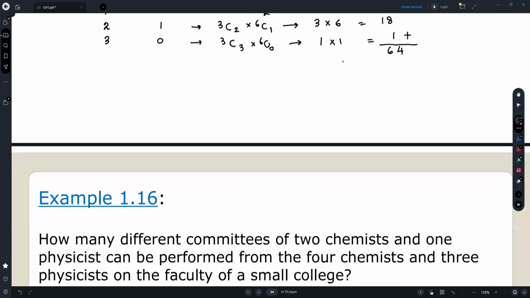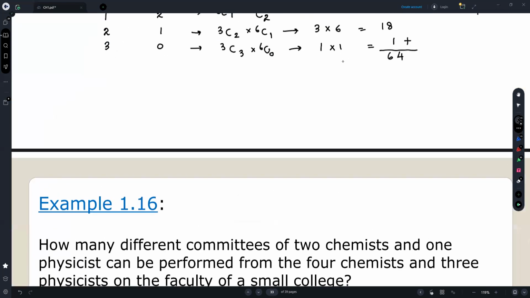So let's move on to another example. Try this one. How many different committees of 2 chemists and 1 physicist can be formed from the 4 chemists and 3 physicists on the faculty of the same college? So very similar to forming the committee. Instead of males and females, now you have chemists and physicists.